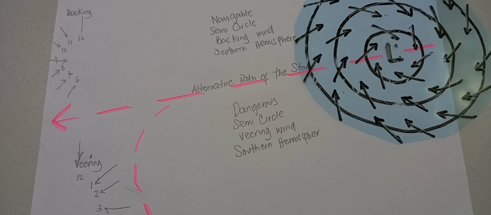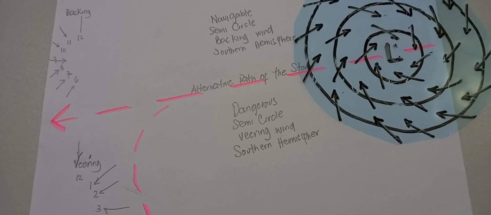We're going to discuss here the action to take if you are approaching a tropical revolving storm in the southern hemisphere. So first we need to identify on which semicircle we are in. In the navigable semicircle, the wind that we can observe is backing here.